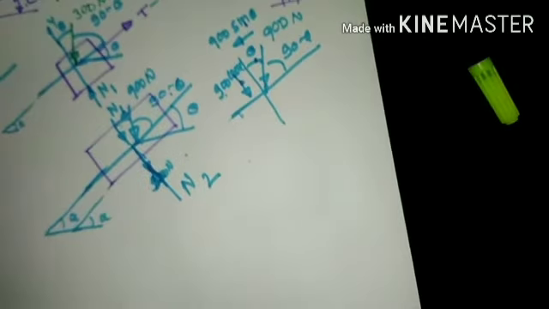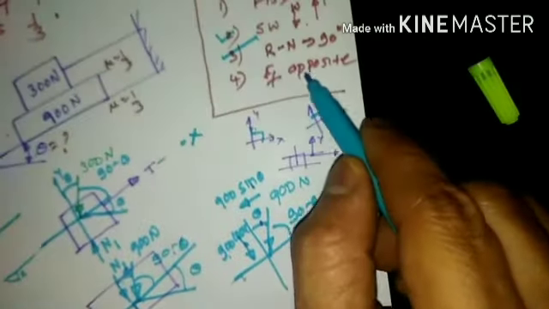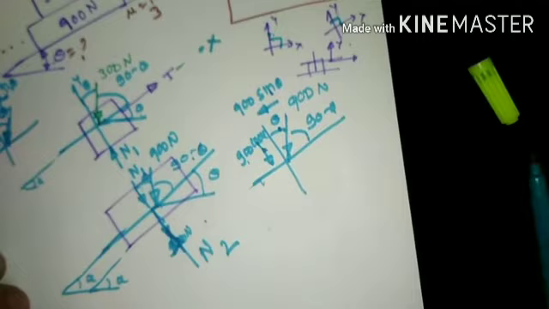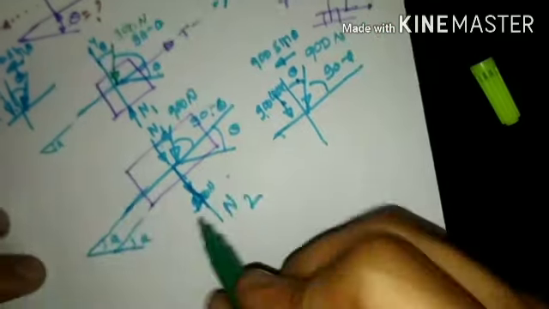Now to show the direction of the frictional force: the frictional force will be opposite to the movement of the body. Now what direction does it have to be shown in? Here, as stated, the block will move down the inclined plane. So the movement of the block is down the inclined plane.